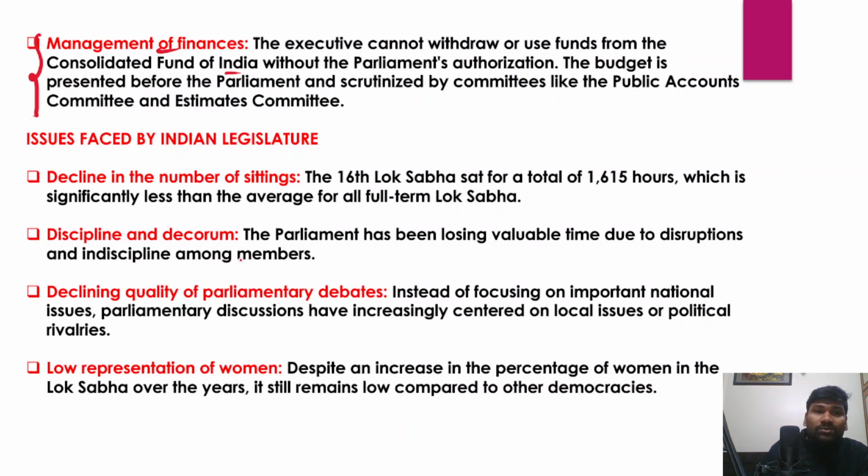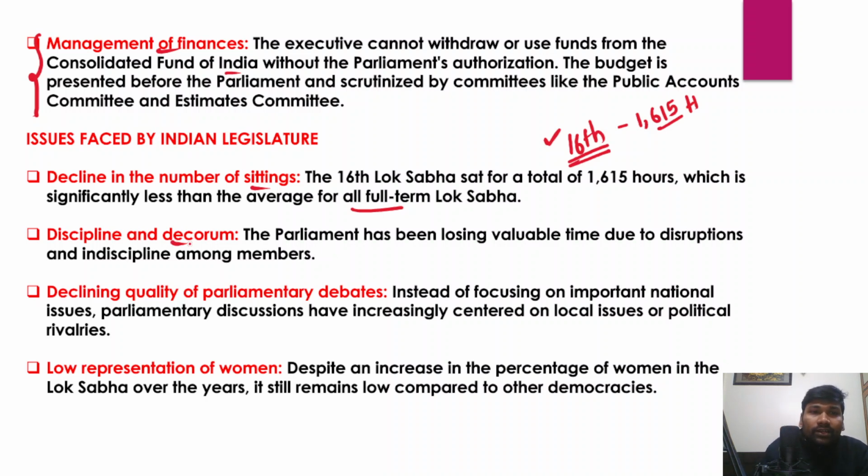The first issue it has been facing is the decline in the number of sittings. So this is the first major issue. And in fact, the 16th Lok Sabha actually sat for a total of 1615 hours, which is significantly less than the average of a full-term Lok Sabha. So therefore it indicates that the number of sittings, the productivity of the Lok Sabha, and the overall functional efficiency of Parliament have been substantially declining.